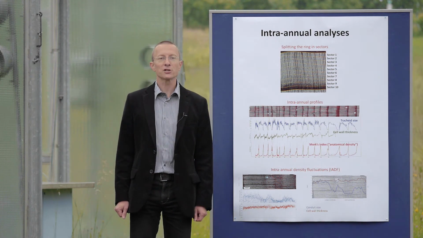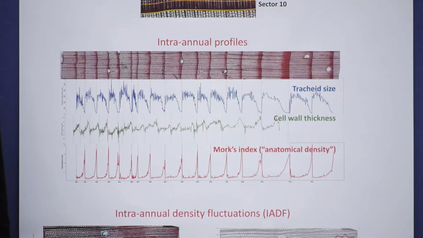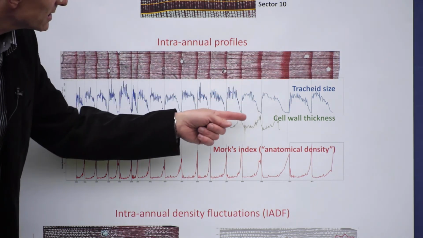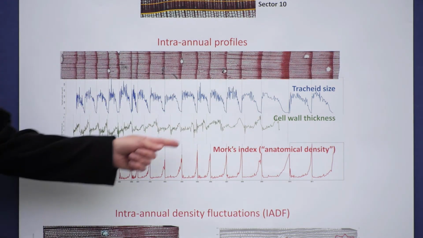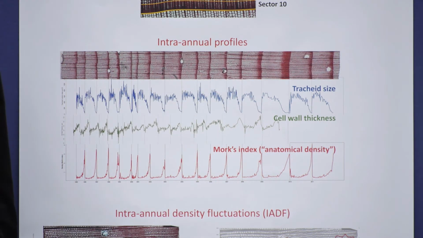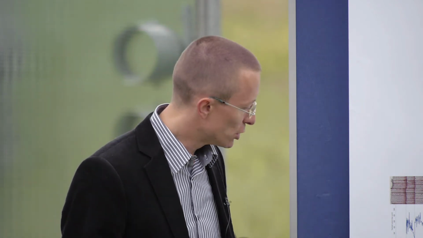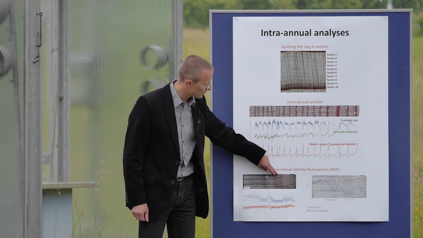Knowing the position of each cell within the annual ring, we can split the ring into sectors. This way we can relate each sector to climate. Alternatively, knowing the relative position of each cell within the ring, we can create intra-annual profiles of anatomical features such as tracheid size and cell wall thickness. The Mork index combines information from both and is therefore a good indicator for wood density. In addition, intra-annual series of anatomical features can be combined to identify intra-annual density fluctuations.